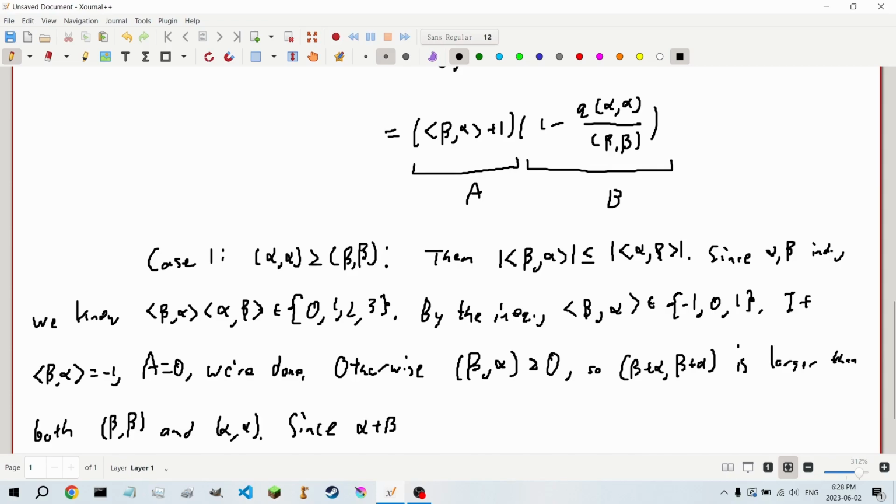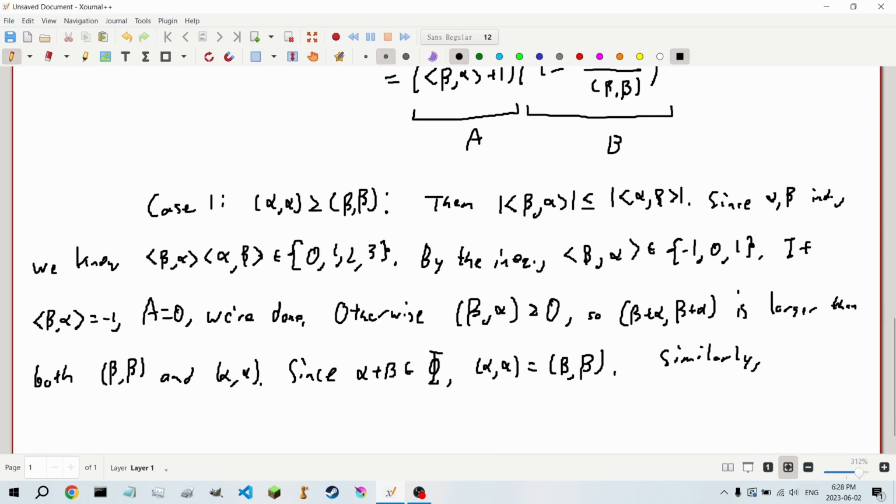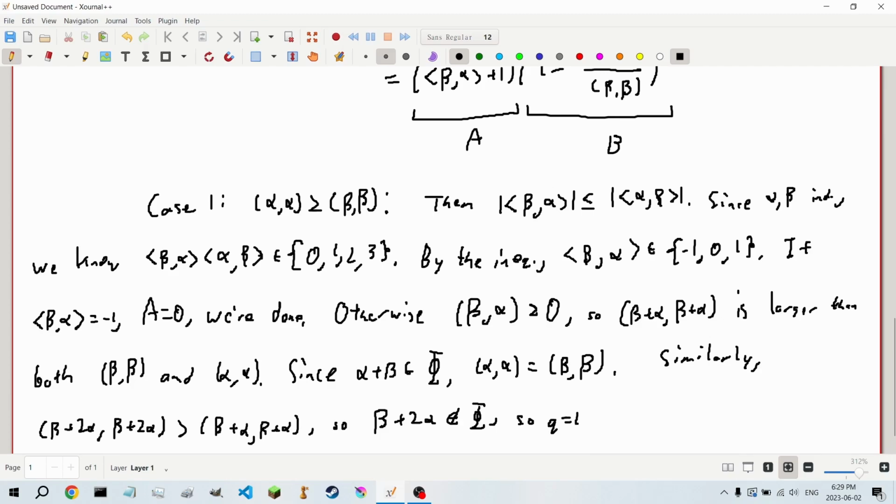Since alpha plus beta is in a root system, we know there's only 2 root sizes. So alpha and beta have to both be small roots, while beta plus alpha is then a big root. And similarly, we have that the size of beta plus 2 alpha is bigger than the size of beta and alpha. But beta plus alpha is a big root. So beta plus 2 alpha can't actually be a root. So Q is 1 and R is 0.